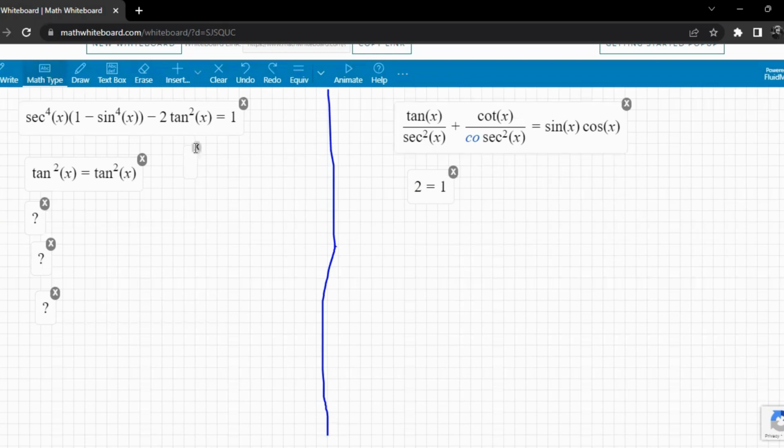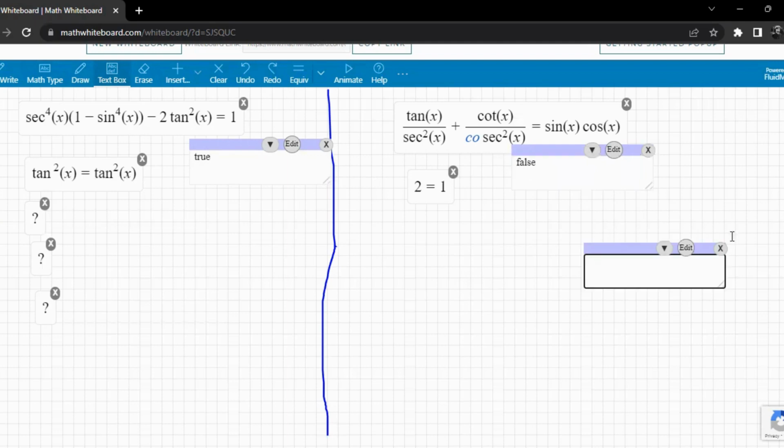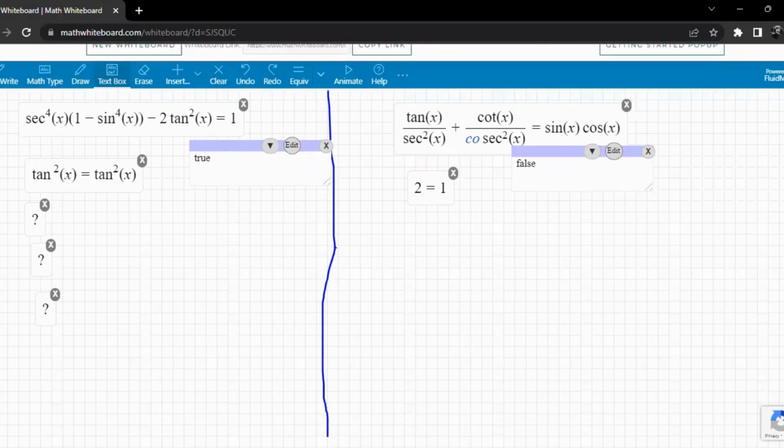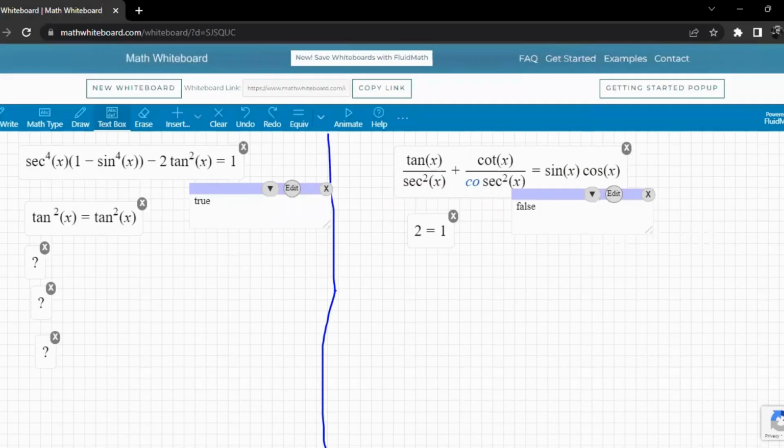Let's write this over here: true and false. So we did two trigonometry problems for this episode of Terrific Trigonometry, and I'll be doing more problems in future episodes.